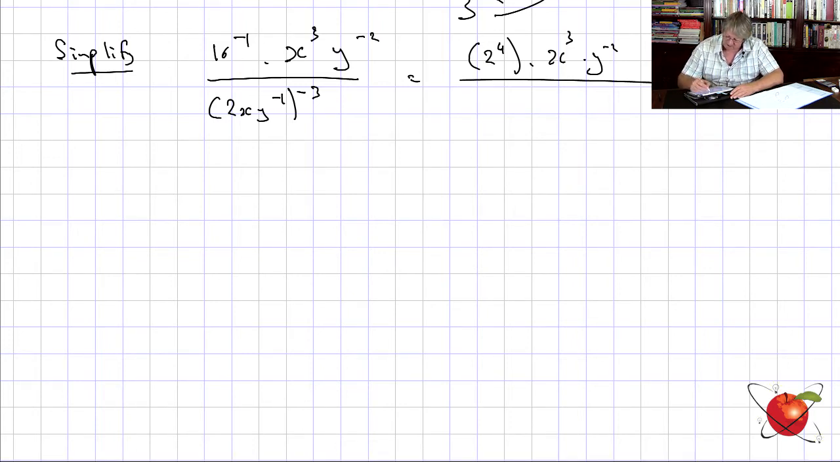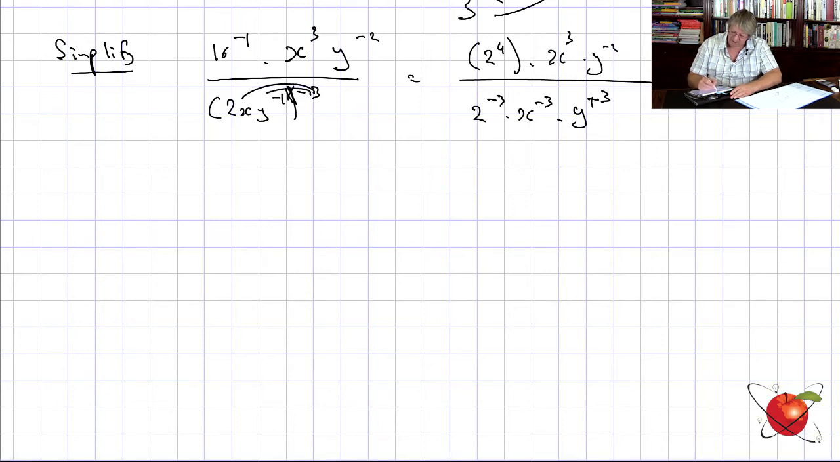What happens underneath? 2 to the minus 3, x to the minus 3, y to the plus 3. Why? Because this means multiply, and every single item in there must be multiplied by it. When you multiply the brackets out, you multiply by everything. When you multiply the exponent into the bracket, everybody gets that exponent, right? Then I said, right, the next step is remove the brackets.